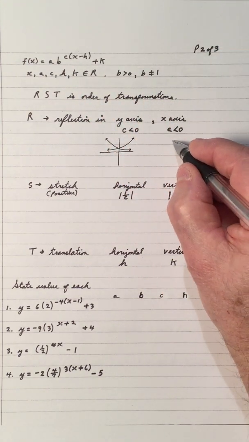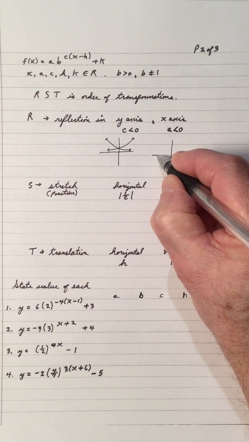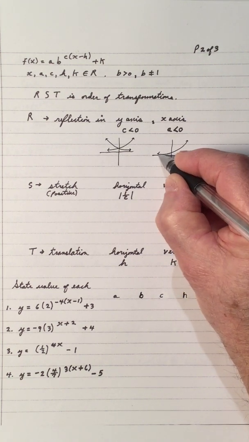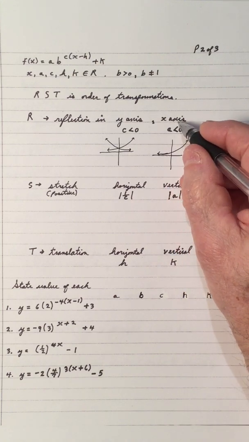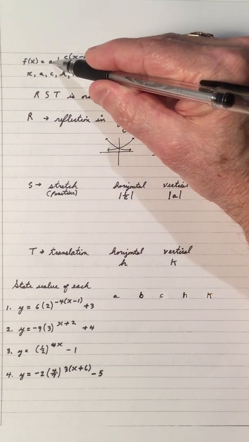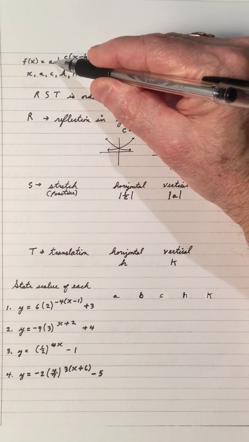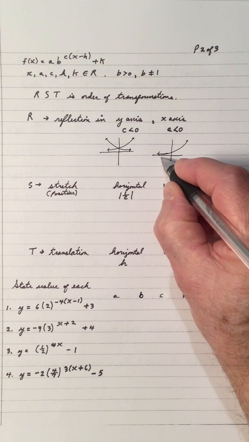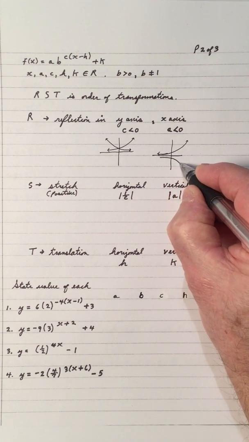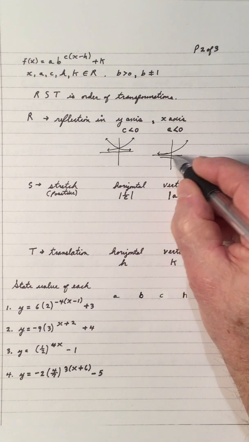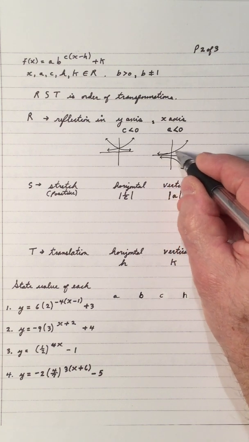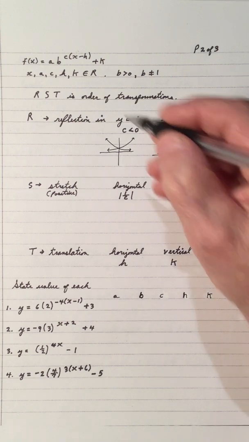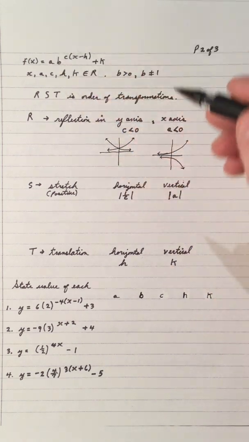And it reflects in the x-axis. So if you take the same growth curve, and a, which is the number in front of the base, is negative, then this graph will reflect like this, going down, because it's reflecting in the x-axis. Imagine you just take this graph and reflect it over here. So there it is when you reflect it, and that's when a is negative.